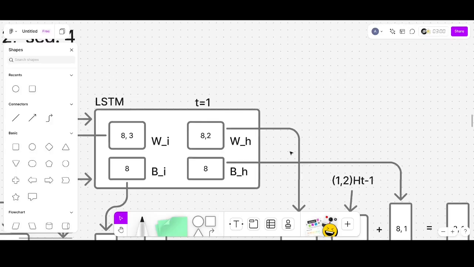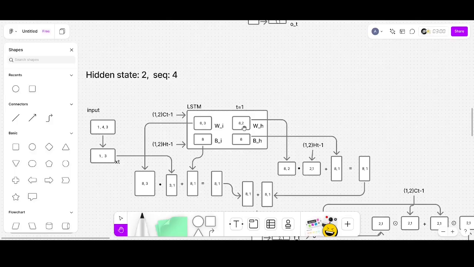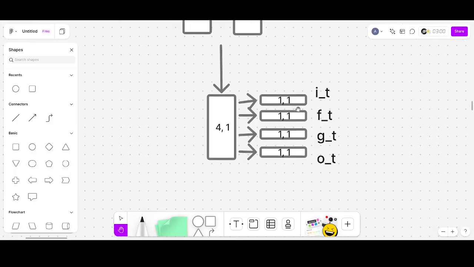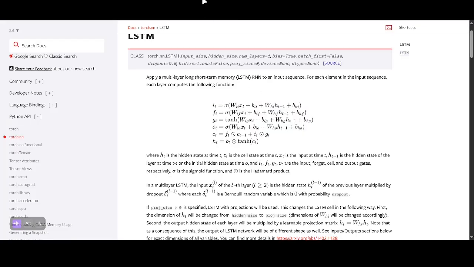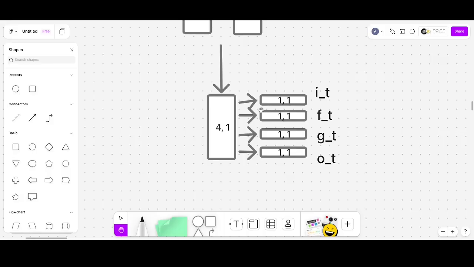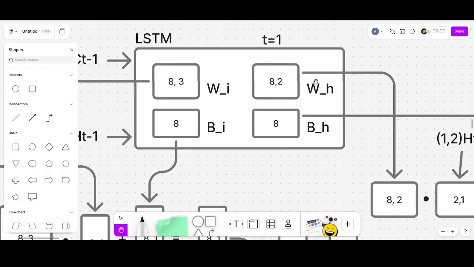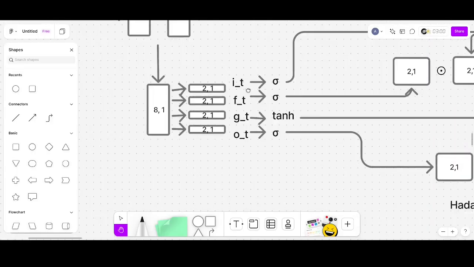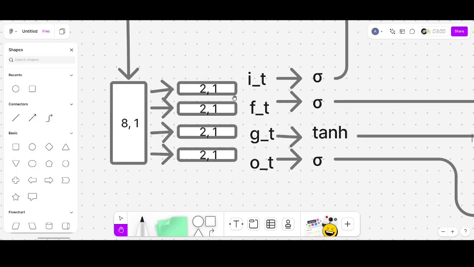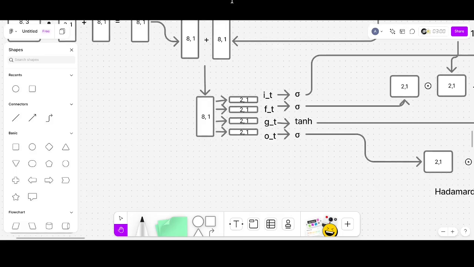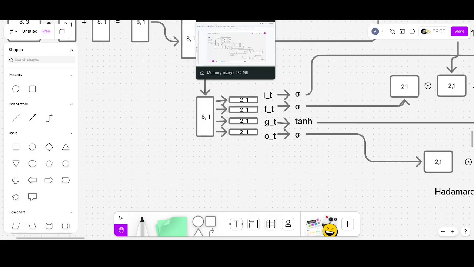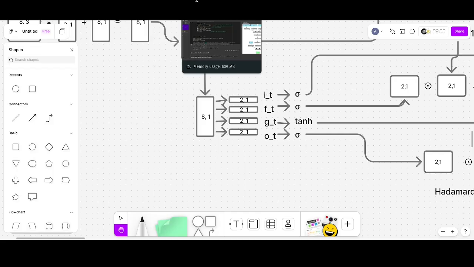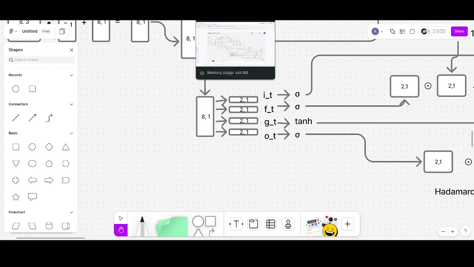So when the hidden state was just 1, the matrix that was going into these equations was just 1 by 1. But when you go into hidden state 2, the size of the matrix that goes into these equations becomes 2 into 1. So basically you're increasing the dimensionality of the equations that are happening inside the operation.